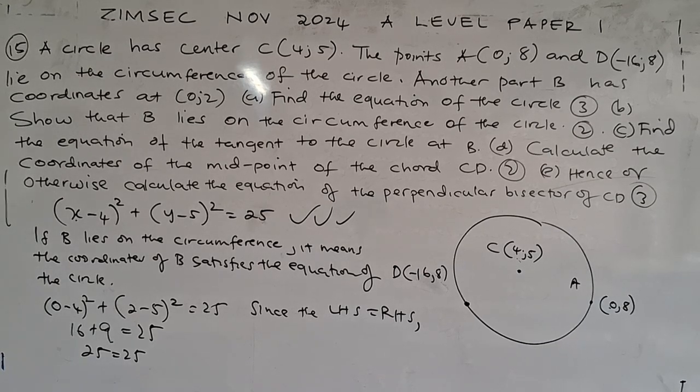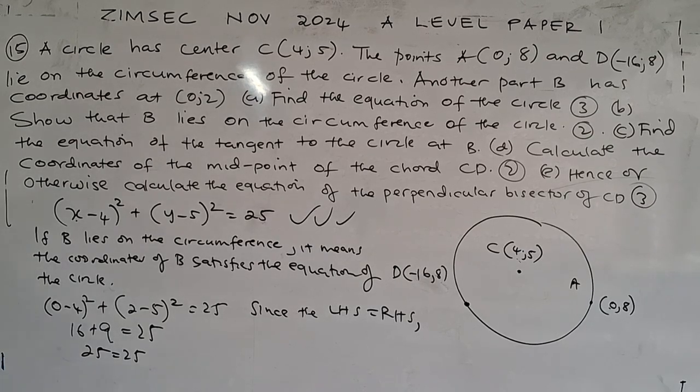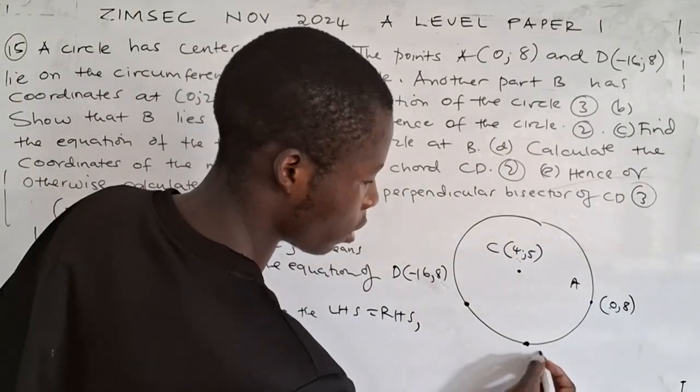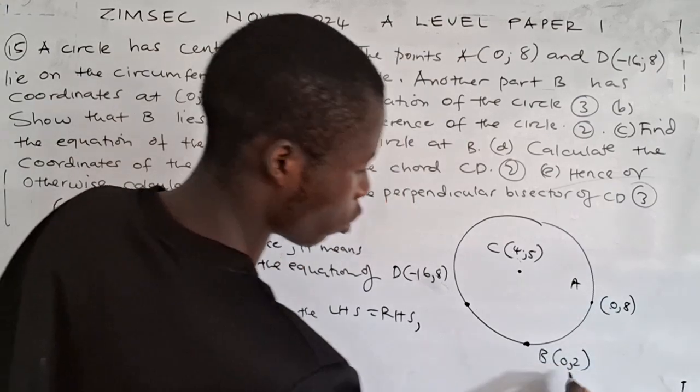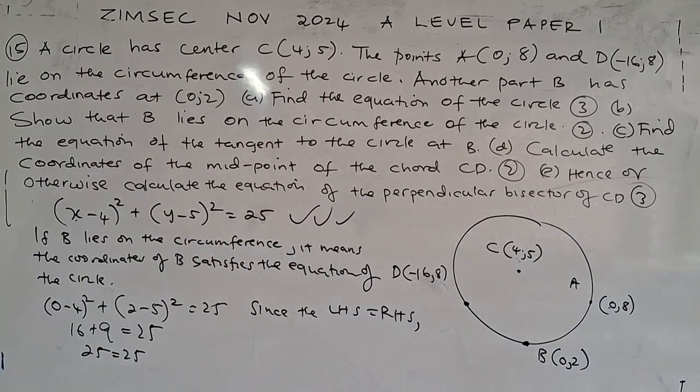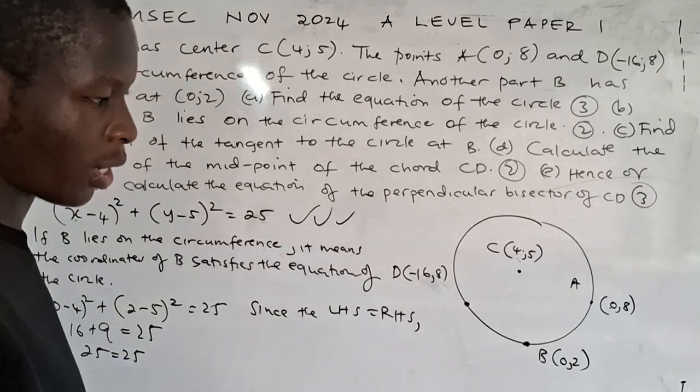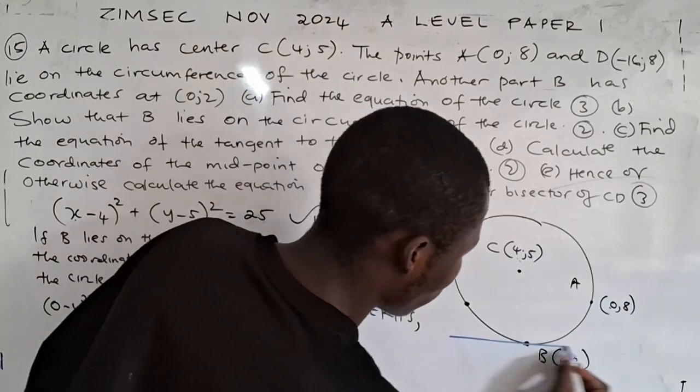Okay, let's move on to the next part. Find the equation of the tangent. So now I have B. Let's say B is here, (0, 2). They are saying, find the equation of the tangent to the circle at B. So this is the tangent. I'm going to draw the tangent. So this is the tangent at B.